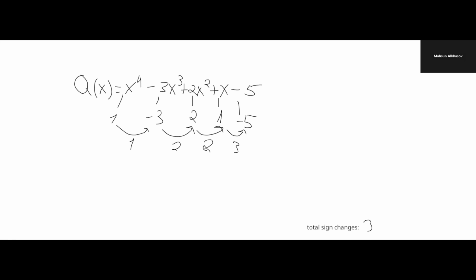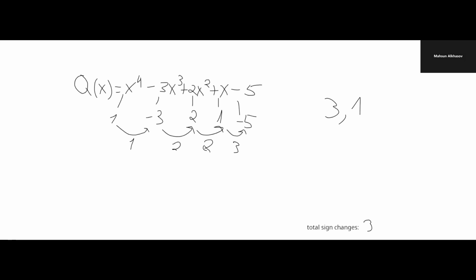And as we know, the possible number of positive real roots of this polynomial will be either 3 or a number less than that by an even number. So 3 minus 2 makes it 1. So we either have 3 or 1.